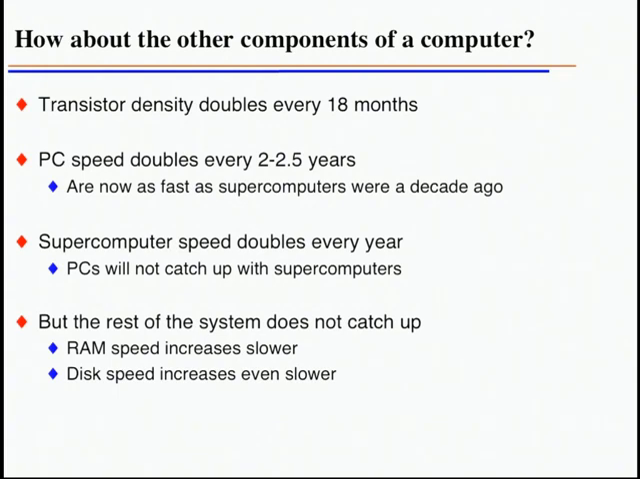But at the same time, supercomputer speed doubles every year, so your PC will not catch up with these big machines. That's not so much of a problem. A bigger problem is that the rest of your system does not catch up with the performance of your CPU. RAM speed does not increase as fast as the processing speed of your CPU. And about disk speed, you don't even need to think about. That's extremely slow.